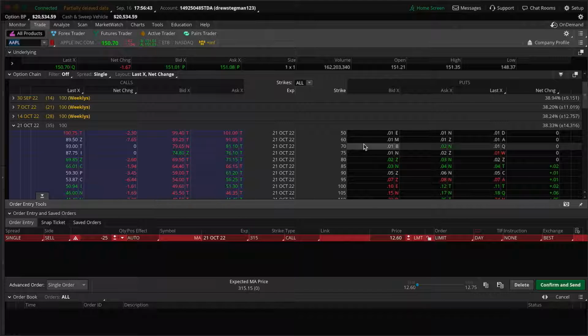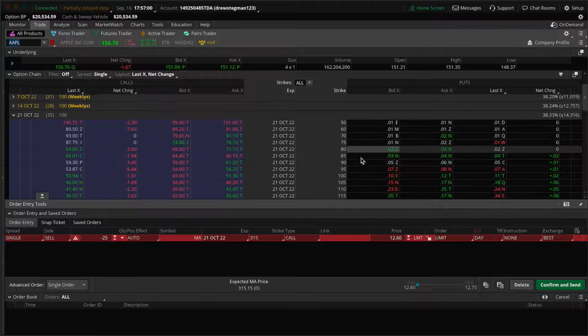All right, guys, so here we are on Thinkorswim, and we're going to take a look at some put options and how you could go about selling put options for passive income. You'll see Apple was last traded at $150.70.